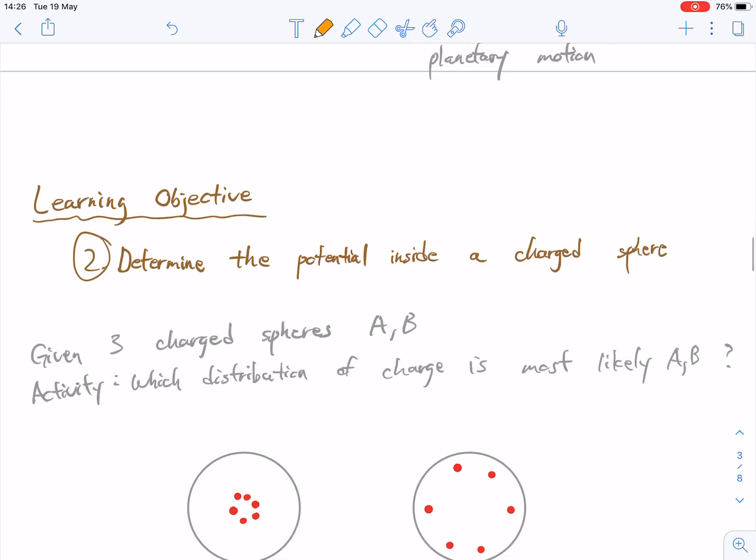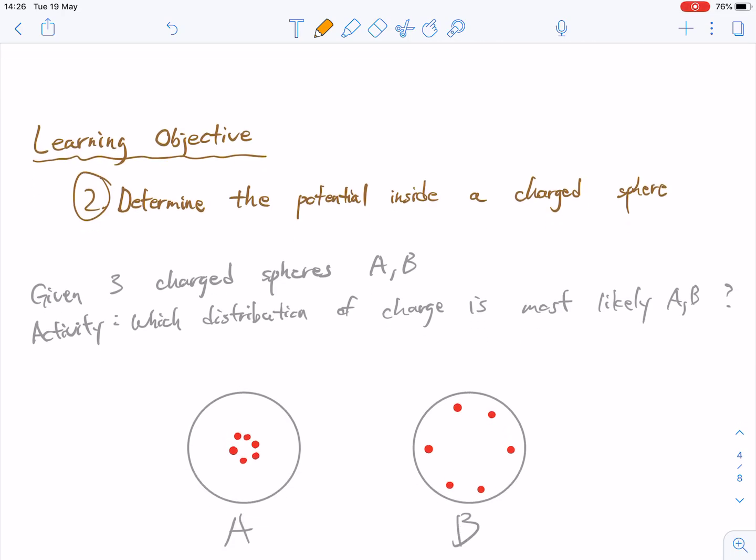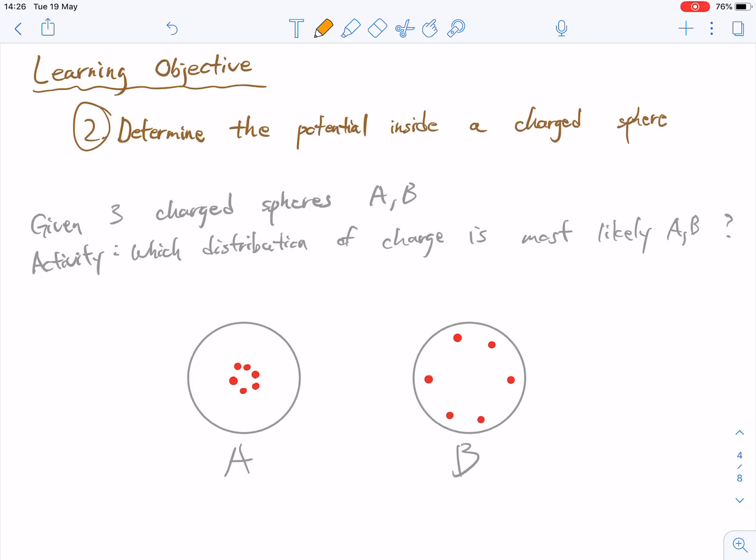So in terms of our second learning objective, we want to determine the potential inside a charged sphere. For the next part of this video, I want you to pause the video and think about how the charges would be distributed. Would it be as it was in position A or position B? Okay, spoiler alert, I'm going to reveal the answer right now. The correct answer is B.